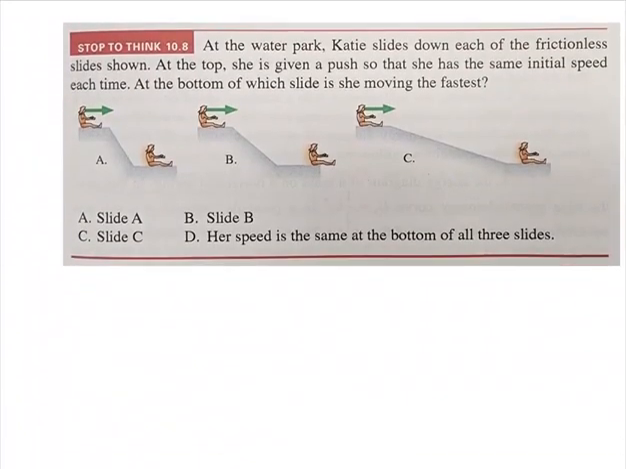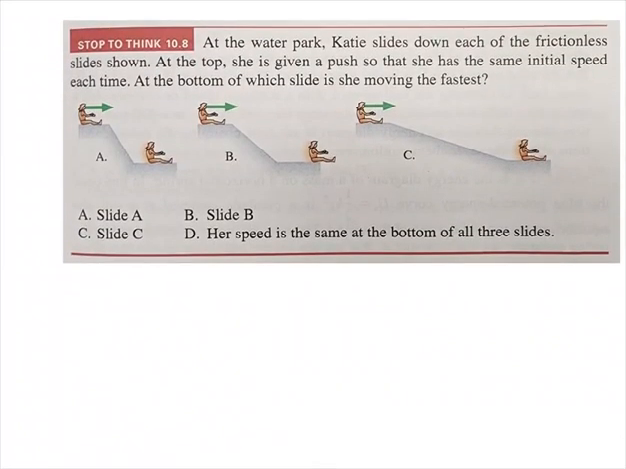So finally, at the water park, Katie slides down each of the frictionless slides shown. At the top, she's given a push, so she has the same initial speed each time. At the bottom of which slide is she moving the fastest?